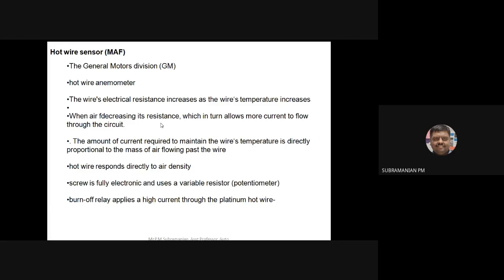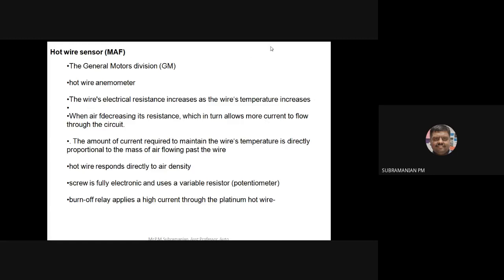Now, first we will go with the first case. I am keeping a wire, okay? I will explain it clearly now. Now, what happens? The wire temperature increases. In that wire, I am passing a current. I am explaining in a different manner now.